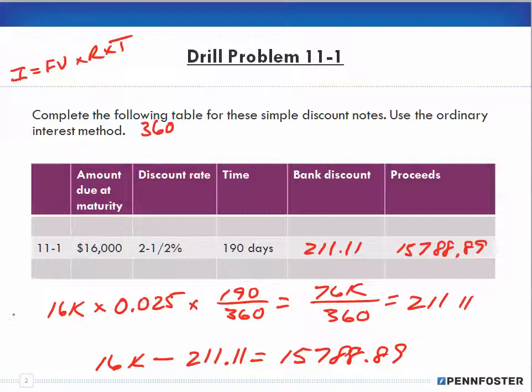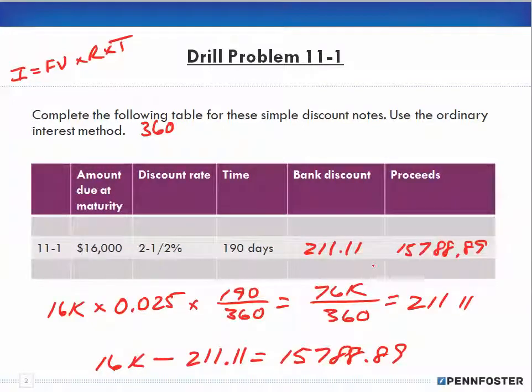As you can see, it's very similar to what we did in Chapter 10, as explained in the theory video for this chapter. And as far as the bank discount is concerned, we're calculating that interest on that note, but the bank takes that up front and gives you the remaining proceeds. So they're locking in their interest, which in effect gives them a higher rate of return.